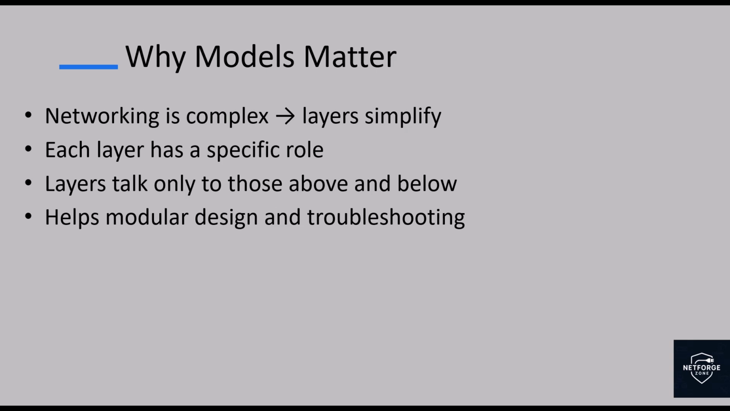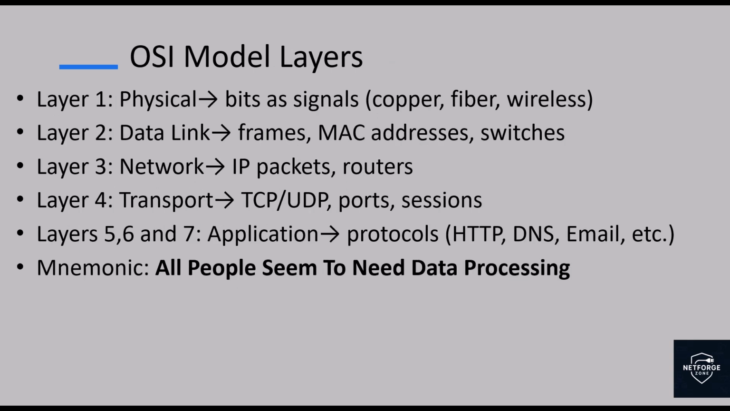So why do we even use models like OSI? Because networking is insanely complicated. Insanely. If you try to look at it all at once, everything is going to be super complex. Layers give us structure. Each layer has its own job, and it only talks to the layer above and below it. That way, we can change or fix one part without breaking the whole thing. And for us, as engineers, it makes troubleshooting way easier. Alright, let's go through the OSI model from bottom to top, and I will keep it real world.